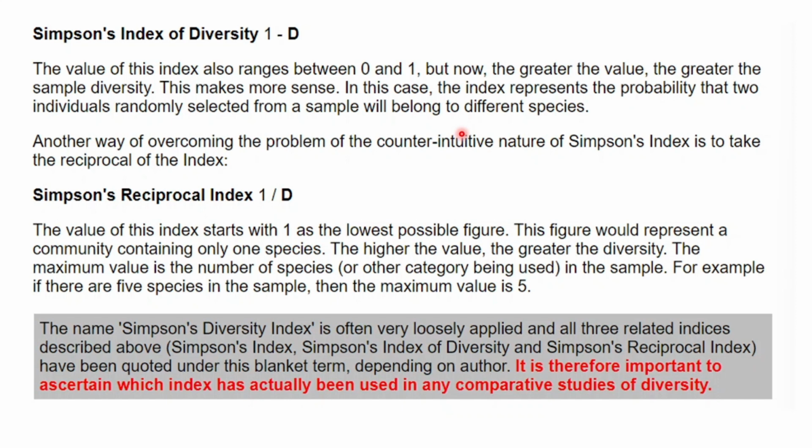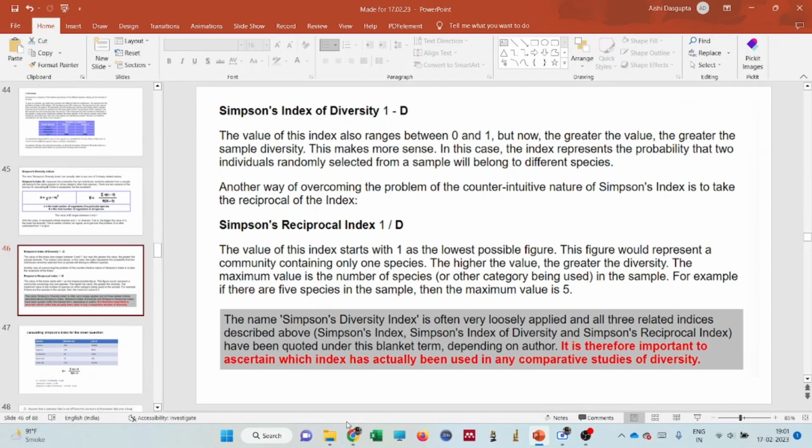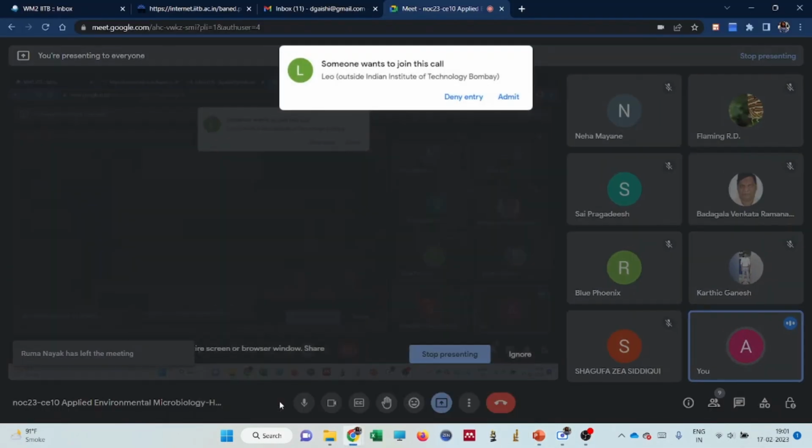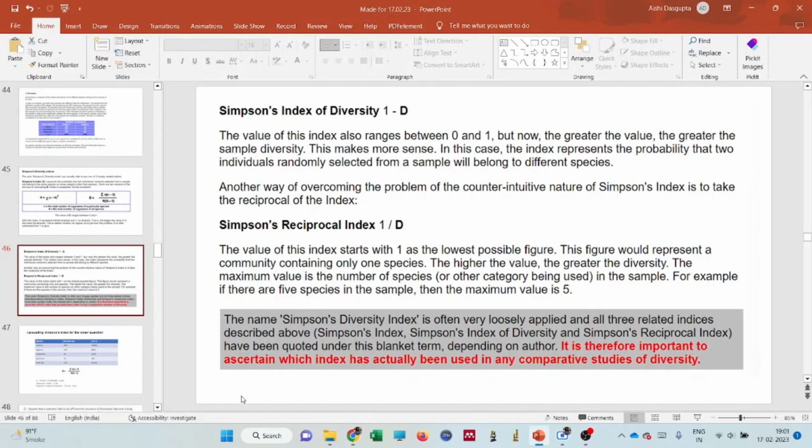So they have given an example here. For example, if there are 5 species in the sample, then the maximum value is 5. It will be diverse means all the species will be present in almost equal abundance. So the name Simpson's diversity index is often very loosely applied, and all 3 related indices described above come into the umbrella term. But it is therefore important to know what these terms mean individually.